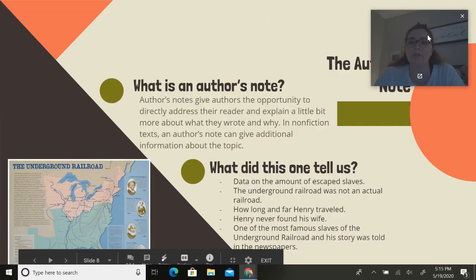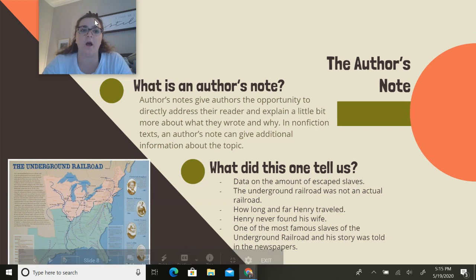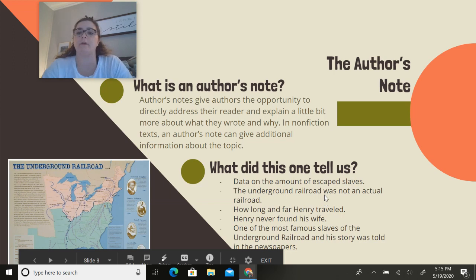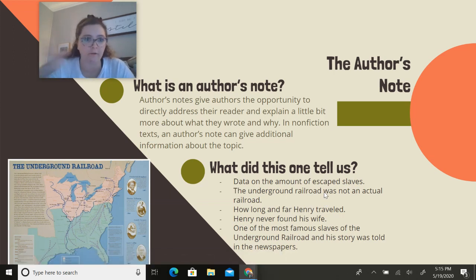Okay, so now we're going to talk a little bit more about what exactly that author's note tells us. That author's note provided us data on the amount of escaped slaves. It also let us know that the Underground Railroad was not an actual railroad. I remember learning about this specifically in second or third grade. I remember thinking, wow, they built this whole tunnel system, like a subway, underneath the ground. And no, it's not actually a railroad. They're just using that term for a path along which people travel.